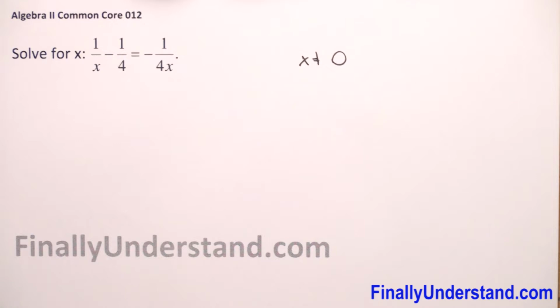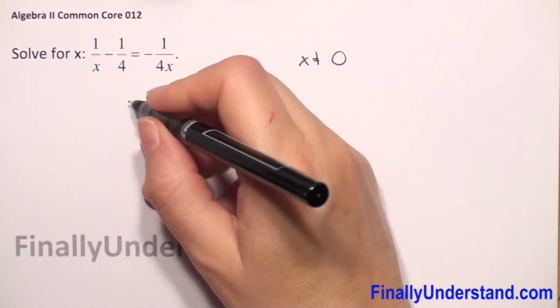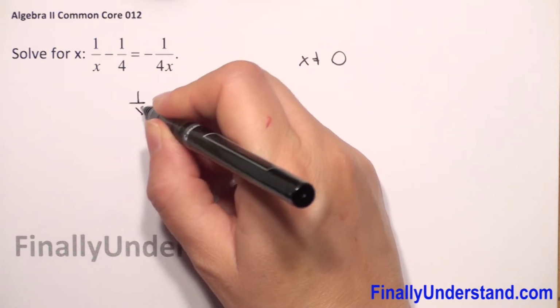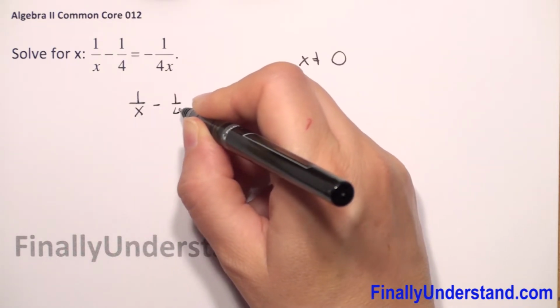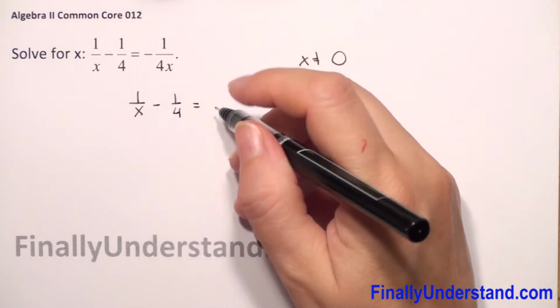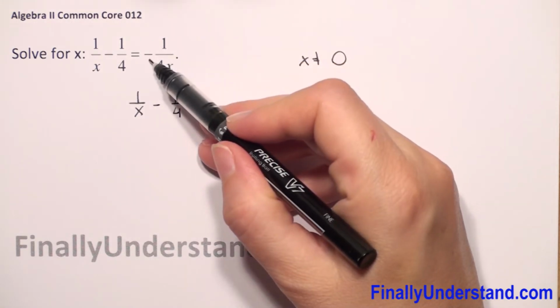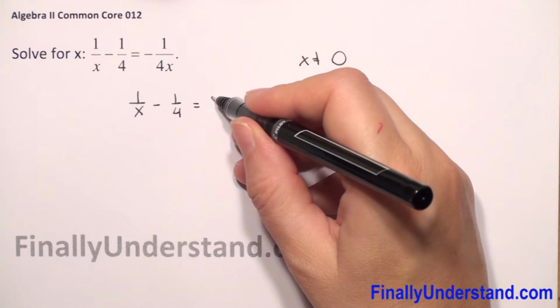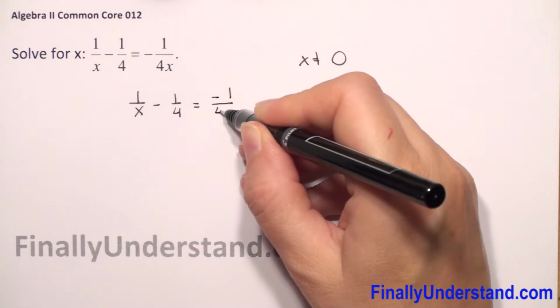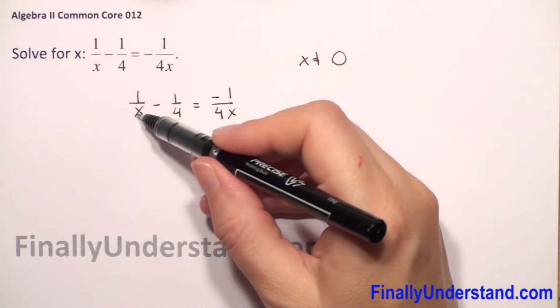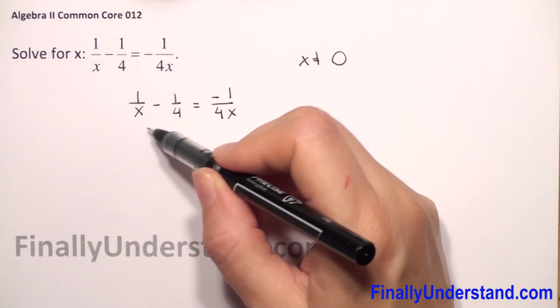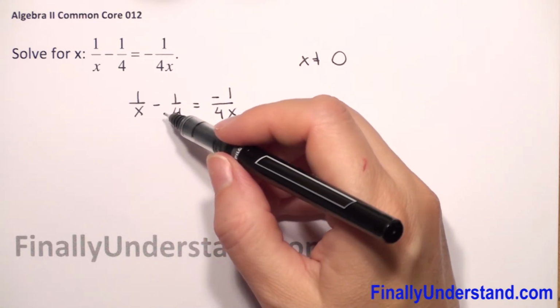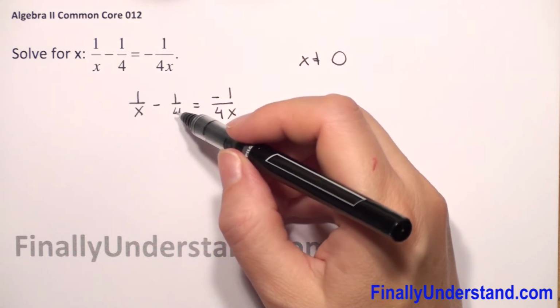And now, to solve this equation, first let me rewrite this. We have 1 over x minus 1 over 4 is equal to, and I will take this negative sign to the numerator, so we can write that this is negative 1 over 4x. Next, we have subtraction on the left side. To do this, we have to have the same denominator.